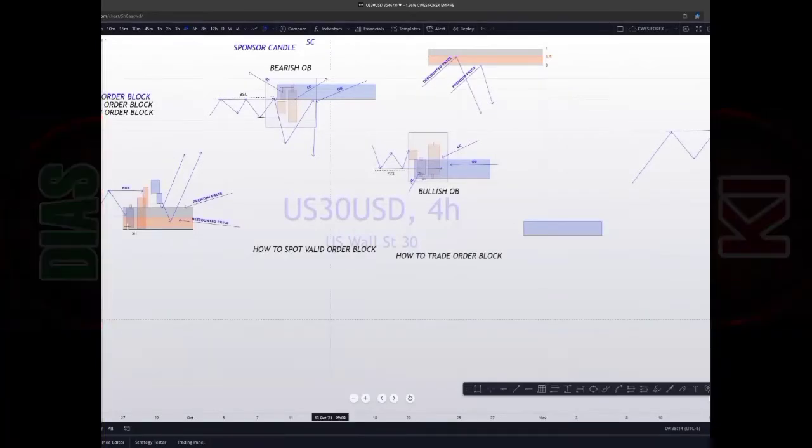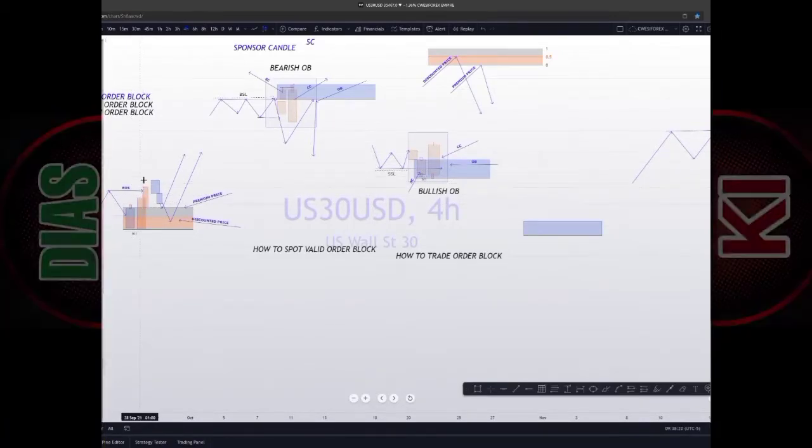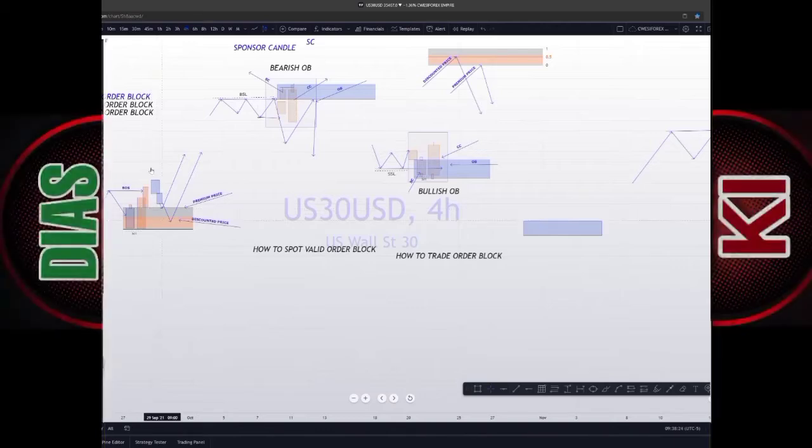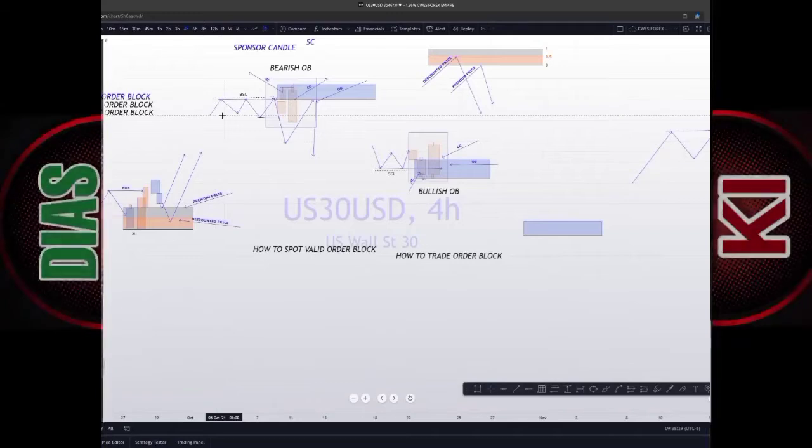So let's say a lot of buyers took their position, maybe within the movement that led to the break of structure, and their stop losses are below. So price has to return to take them out and start moving in the opposite direction.